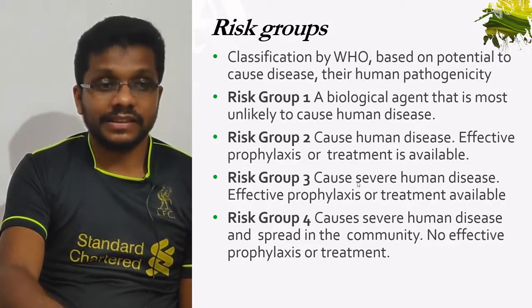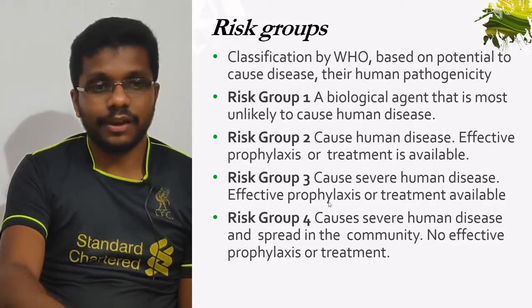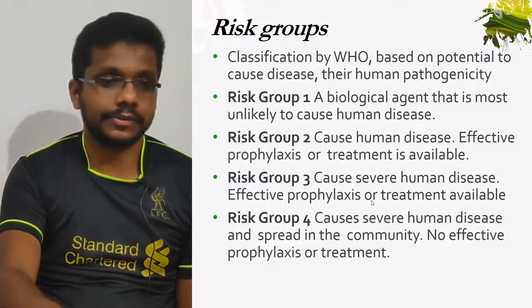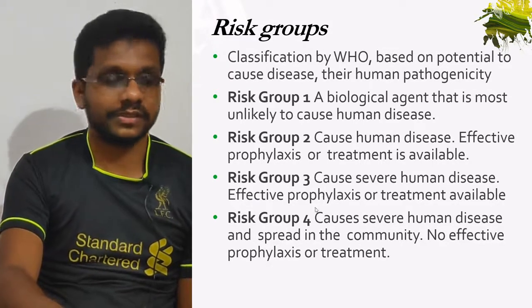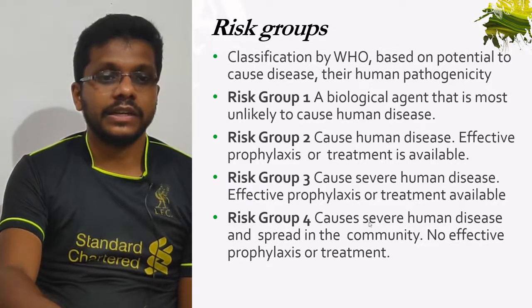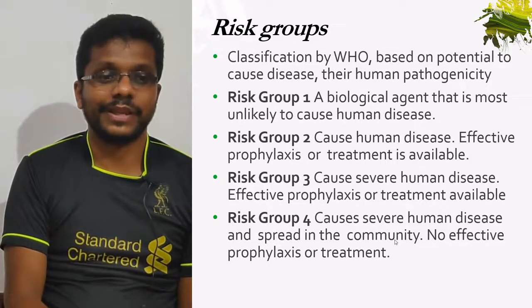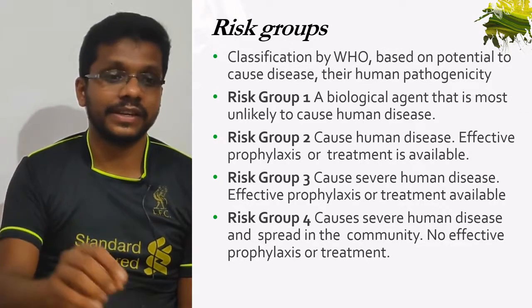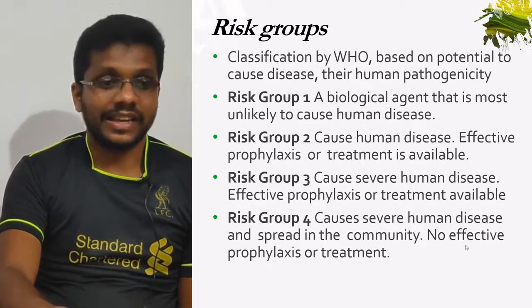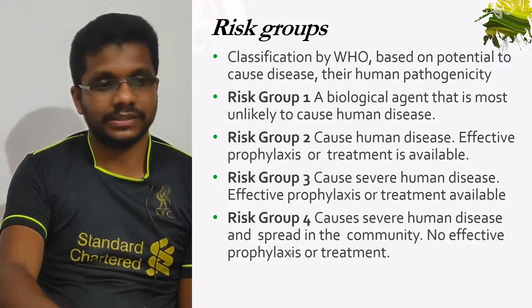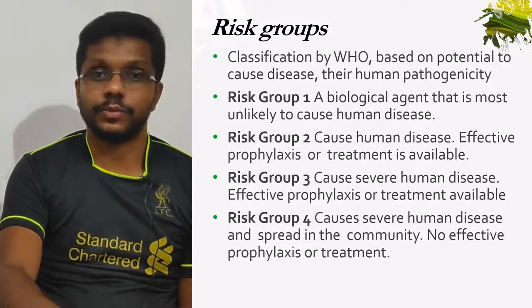Risk group 3, they cause severe human disease, but we have vaccines or treatment. So even if we got the disease, we can treat, or we can give the vaccines for the workers. And risk group 4, those are the most dangerous microorganisms. They cause severe human diseases and spread in the community. Now you are very familiar with community spread. So risk group 4 organisms have high potential of community spread, and cause severe disease, and no effective prophylaxis or treatment is available. So there is no vaccine, no treatment, just like corona. They are risk group 4.